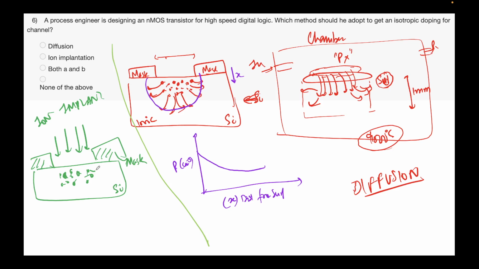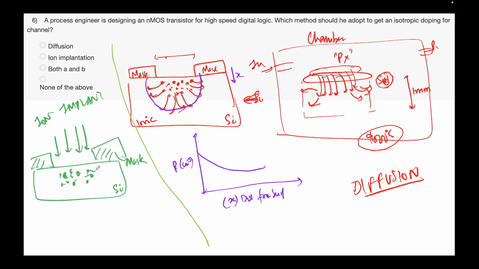Some taper, but still not like this. The curve is prominent, you see, it's highly directional. This is directional or anisotropic doping, that's what it's called. It's not happening in the regions which are hidden by the mask. But we want isotropic for this problem. So for this particular problem, we'll choose the diffusion method.